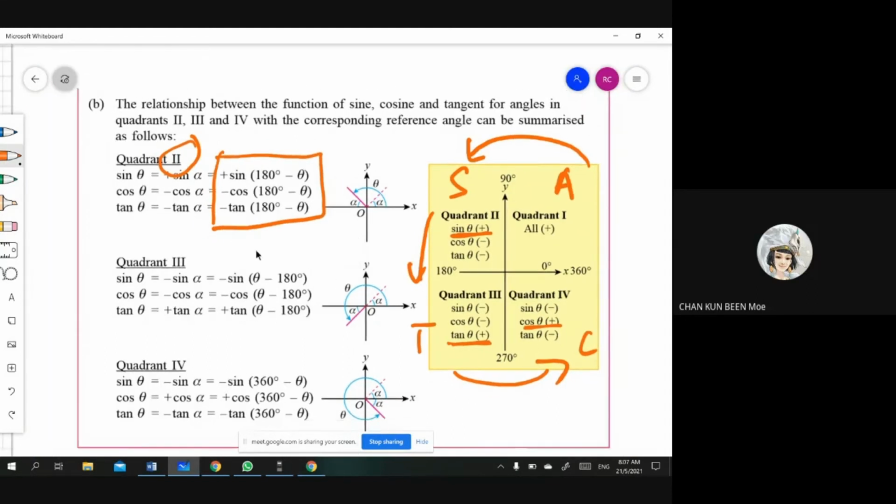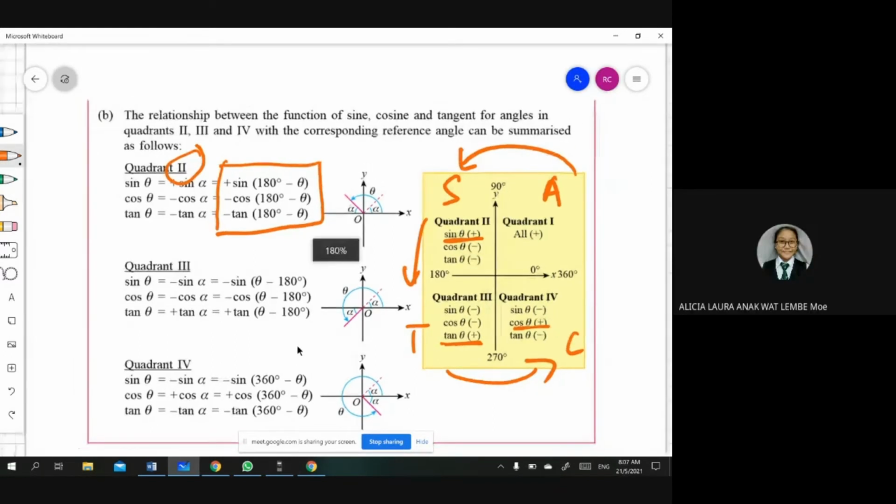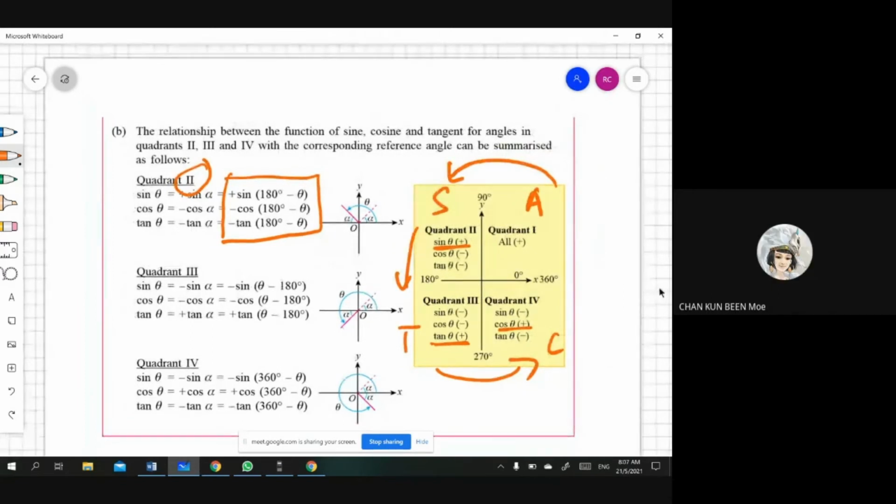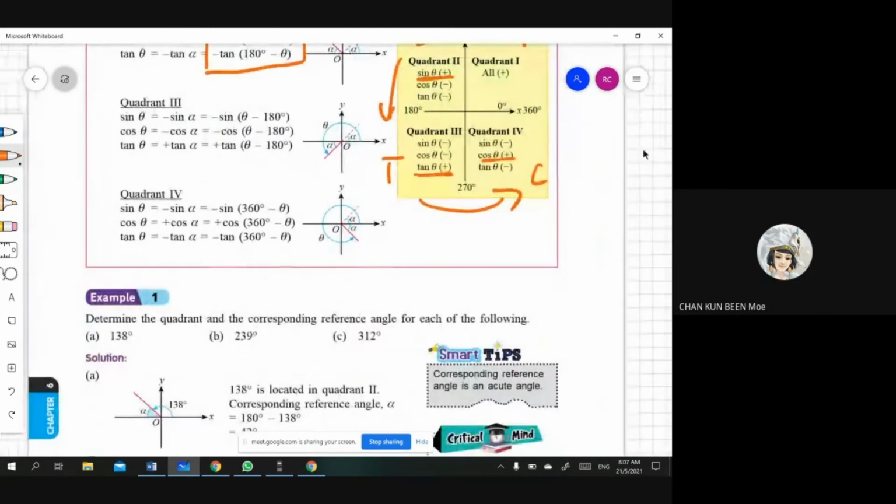Later on, we are going to apply the rest. But as long as you memorize the ASTC, it means you can already guess. For example, quadrant 3, T, tangent is positive. So you refer to quadrant 3, you see, only tangent is positive. Quadrant 4, cosine is positive. So cosine is positive, the rest is negative. Are you okay, class? Yes. Okay, we move on to the example.